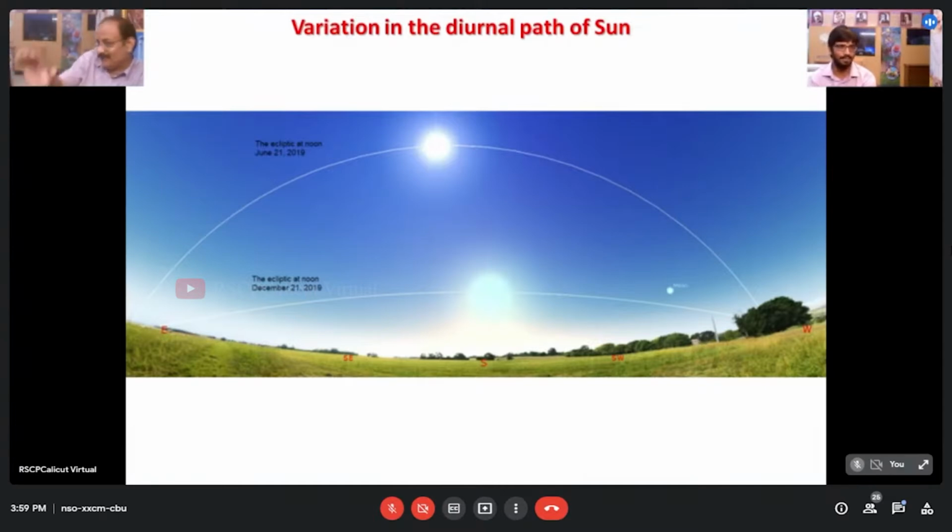The altitude of the sun is different in these two. The altitude is high on 21st June, and this has an implication that we will discuss. Tomorrow's activity involves all this. So that one is high and the other one is low. I think this is fine.